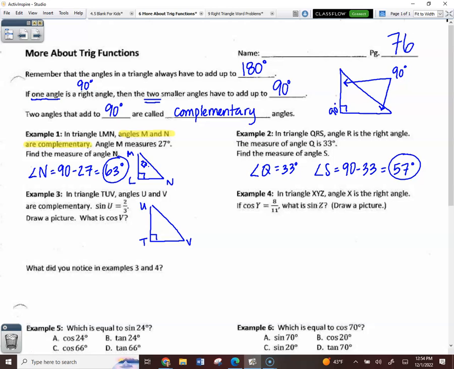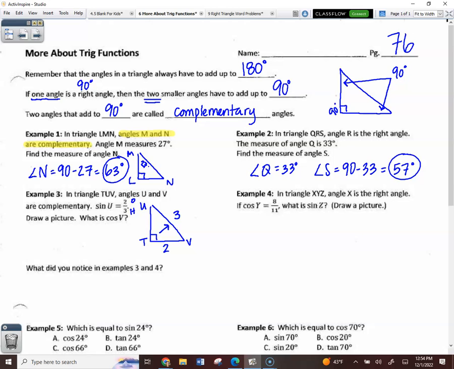So if they say, hey, sine of U is 2/3, they just told you, because it's sine, that the opposite of U is 2, and that the hypotenuse is 3. So you label your picture. The hypotenuse is 3, go to U, and then opposite would be 2, right?